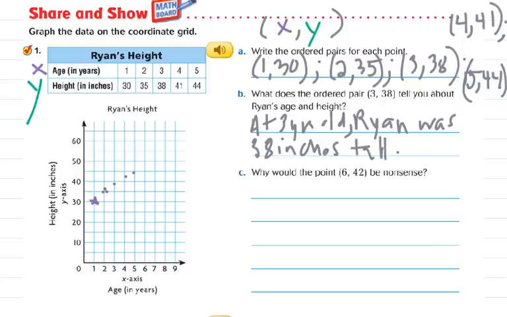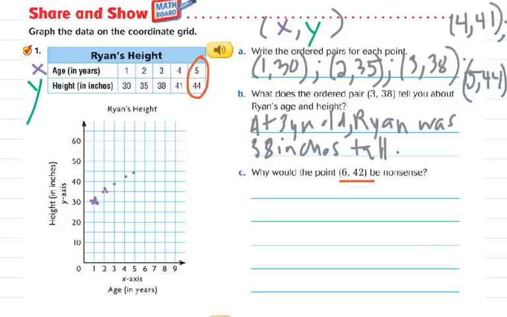Next, why would the point 6, 42 be nonsense? So now, boys and girls, if we look over here at 5, we know at 5 years old he was 44 inches tall. This point would be nonsense because we know at 6 years old he's going to be taller than he was at 5 years old. He can't shrink.